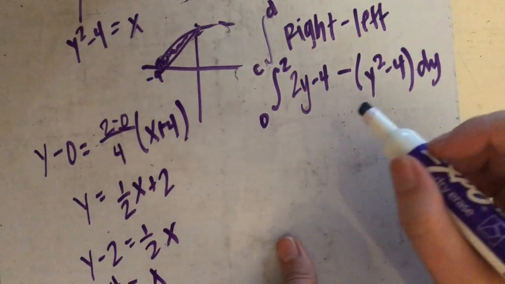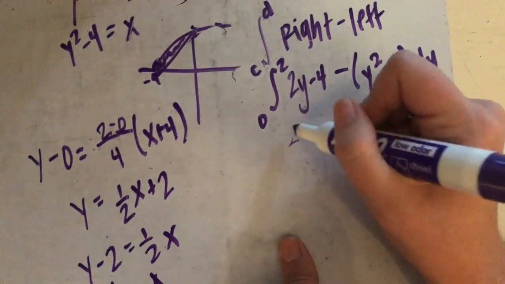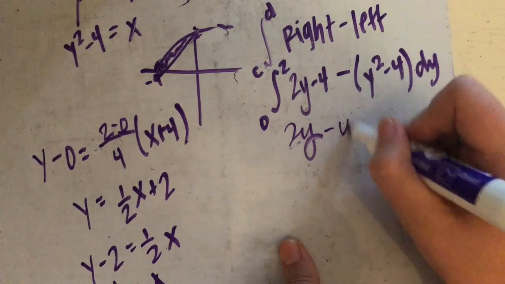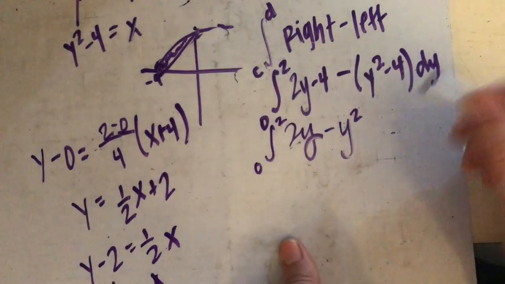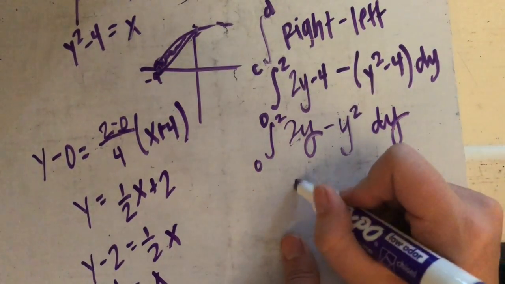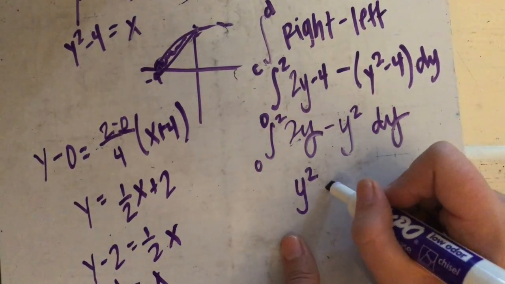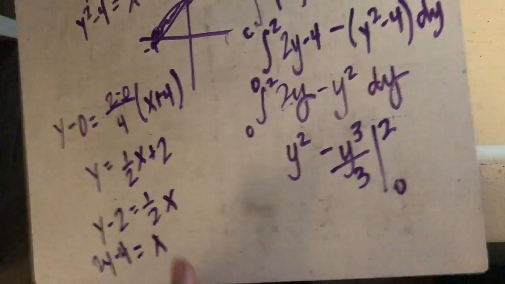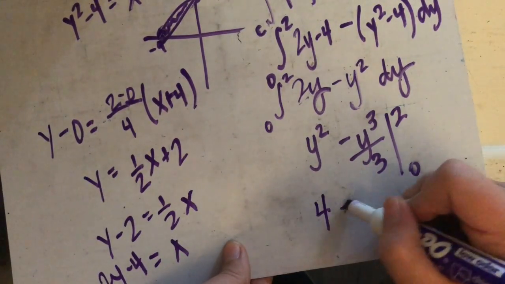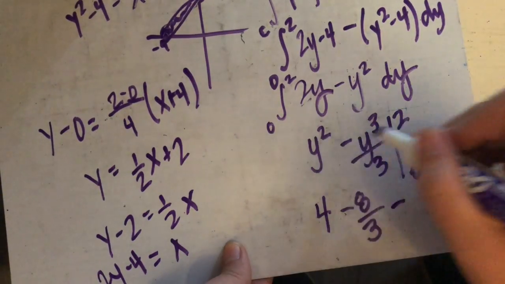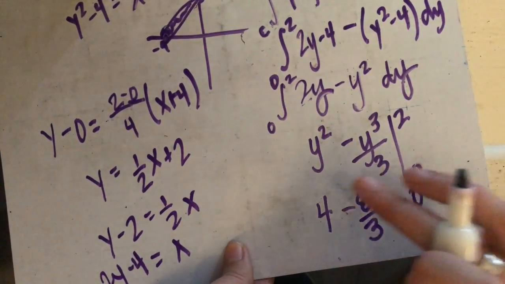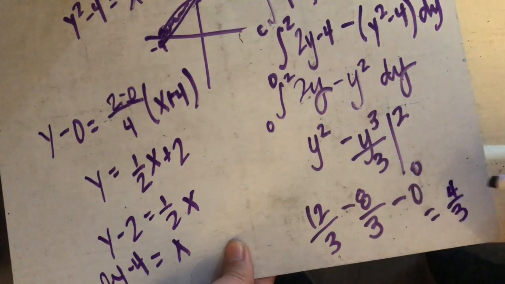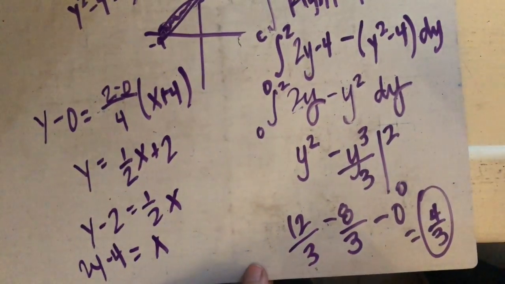Now I can simplify this and use all my normal rules. So I've got 2y, I've got minus 4 minus -4, so those will go away, and then minus y squared. Have not taken the antiderivative yet, I just simplified. Now I'm going to take the antiderivative and get y squared minus y cubed over 3 from 0 to 2. Now I can plug those in. And I've got 4 minus 8/3 minus, and I plug 0 in, I'm going to get 0. So then 4 would become 12/3 minus 8/3, and I get 4/3. Four thirds is my answer. Okay, so this is one way that we could find this area.